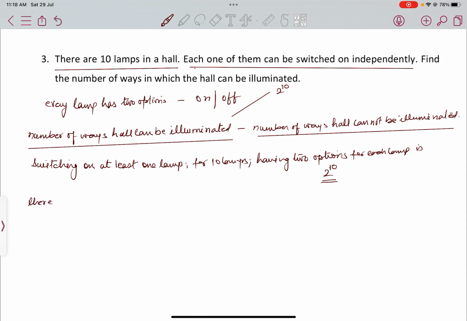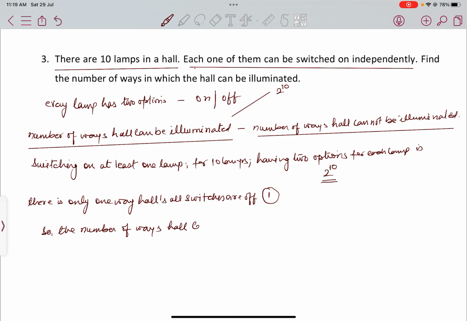So there is only one way: the hall is dark when all switches are off. This is only one way. So the number of ways the hall can be illuminated is 2 raised to 10 minus 1. This is 1024 minus 1. This is 1023.